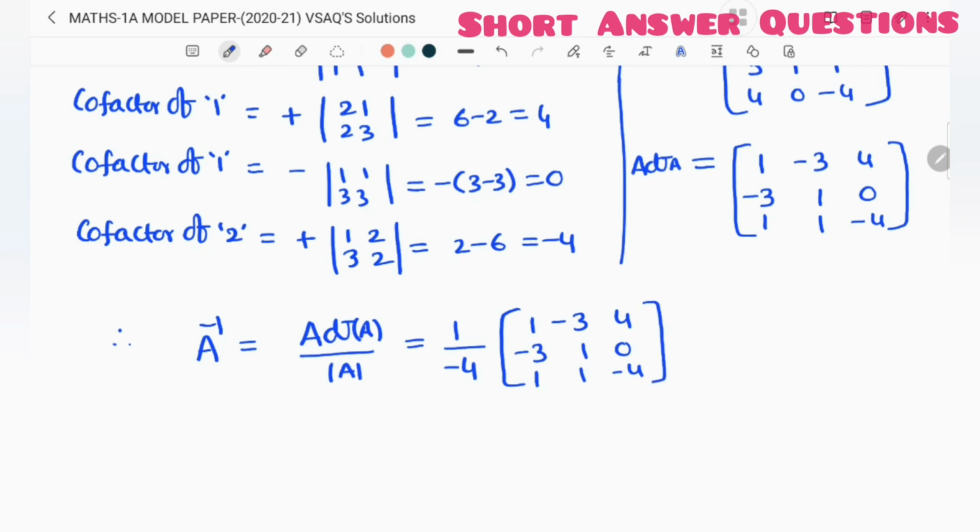Each and every term dividing by minus 1 by 4 will get the answer, but no need to do that. You can leave it like this, nothing will happen. You will get good marks. We'll move to the next question.